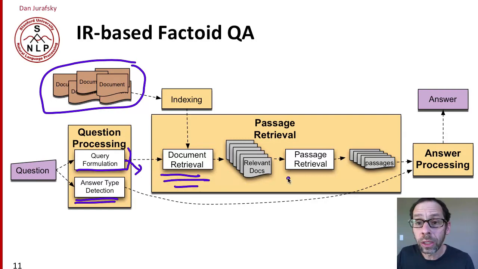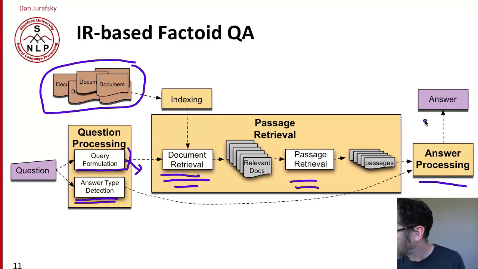From those documents, we extract passages, so parts of those documents, and then those passages are then processed in answer processing, looking for the type of the answer that we know we're looking for, and then returning an actual answer. So that's the general process, and we'll walk through each of the pieces today.